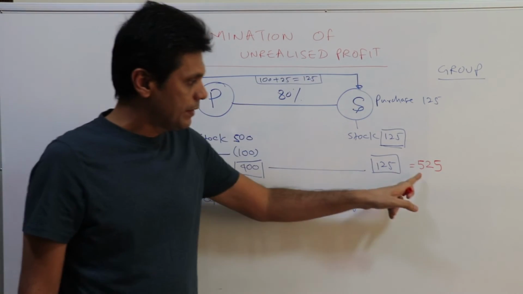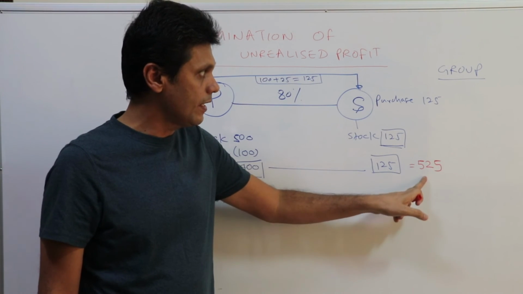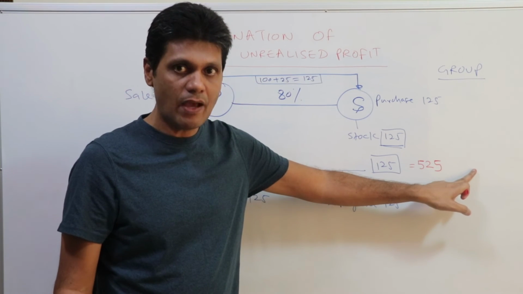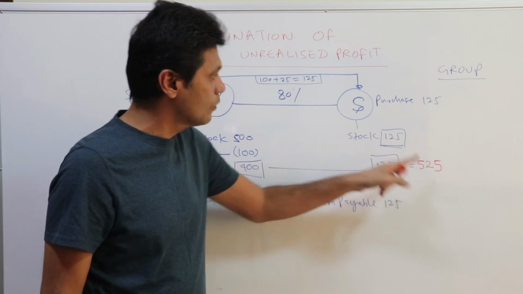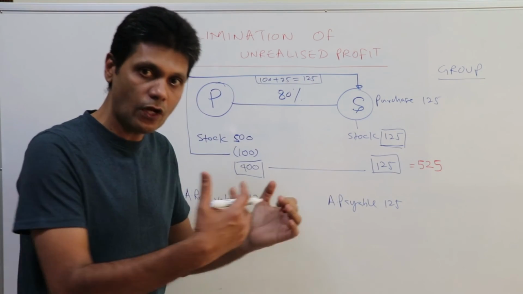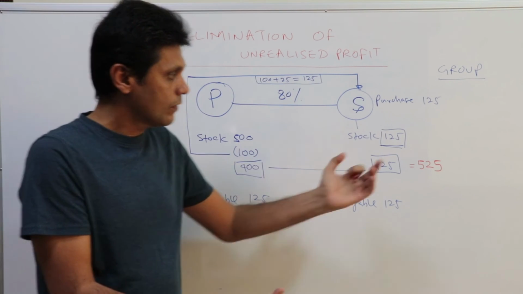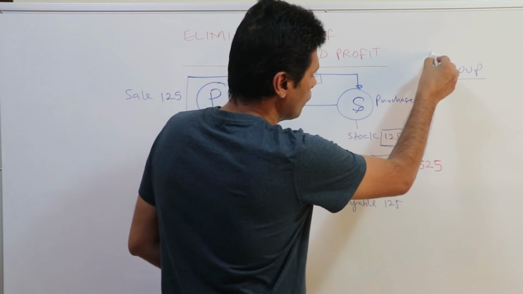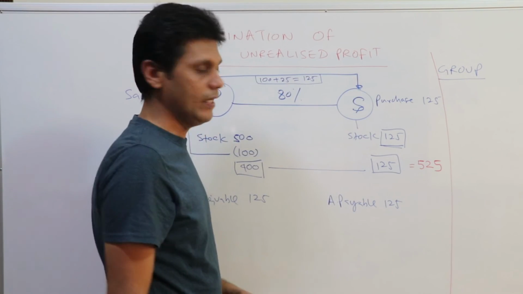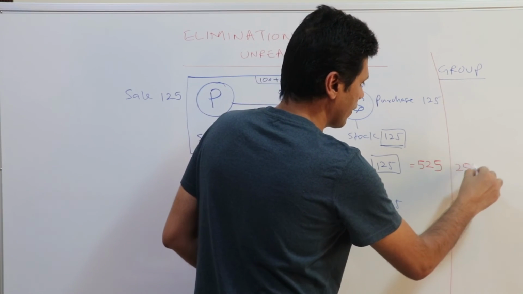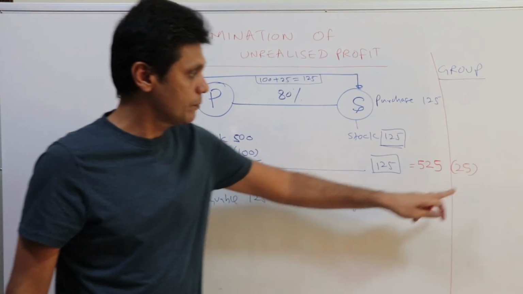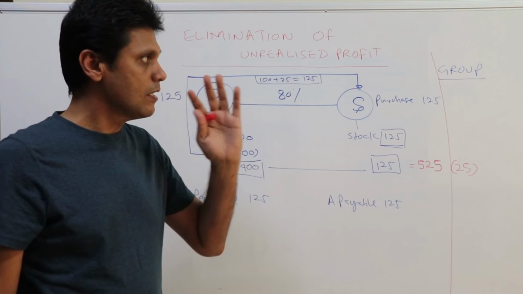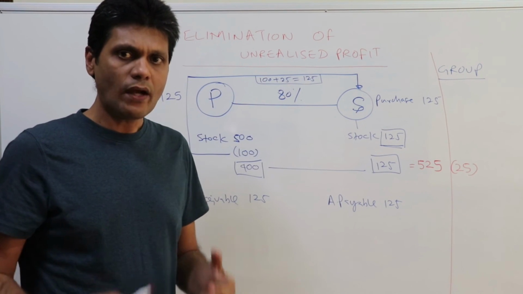So can we take this entire amount in the group financial statements? We can't take this balance, because this 525 includes an unrealized profit which is not realized by the group. So that has to be removed from the stocks. Therefore, when you prepare the group financial statements, this 25 has to be removed, and the remaining balance of 500 has to be taken as the stock value of the group. So what is the double entry?